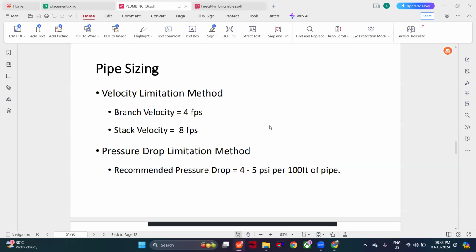Velocity limitation method, because we're passing the water through a pipe, you have to follow these rules. Branch velocity is 4 fps and stock velocity is 8 fps. Stock velocity means, you know the difference between feed main and the stand pipe in firefighting. Same here, stock pipe is the vertical pipe and branch is the horizontal pipe. And pressure drop limitation: the recommended pressure drop is less than 5 psi per 100 feet of pipe. So you have to maintain the pressure drop below 5 psi.